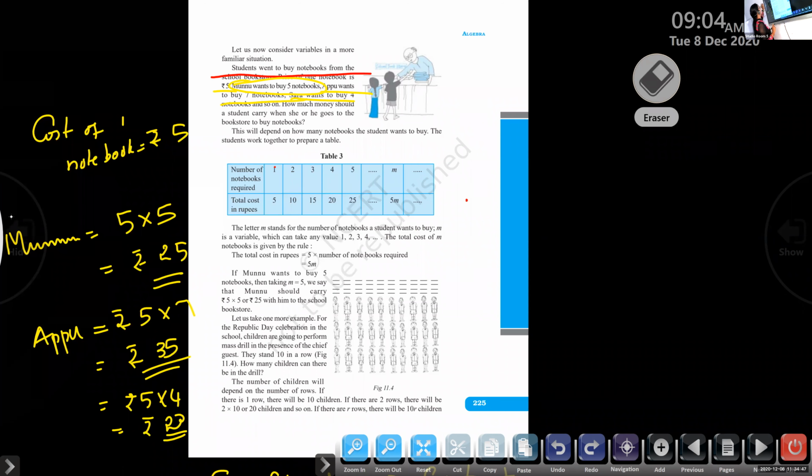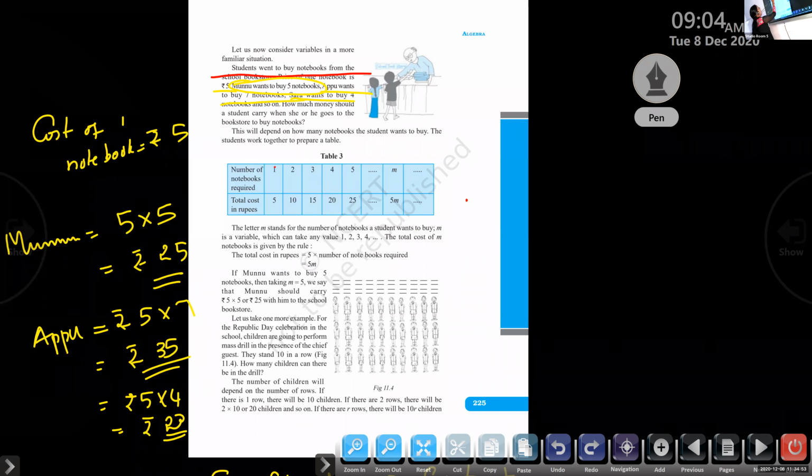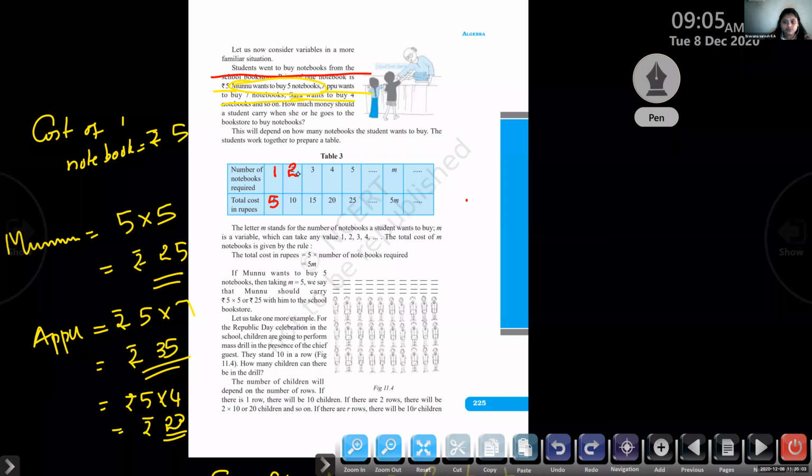Okay. The number of notebooks required equals the number of notebooks times 5. Here, 5. If they want to buy 2 notebooks, what will you write? 5 into 2, that is 10. If 3 notebooks, 5 into 3, that is 15. So what is the rule here?